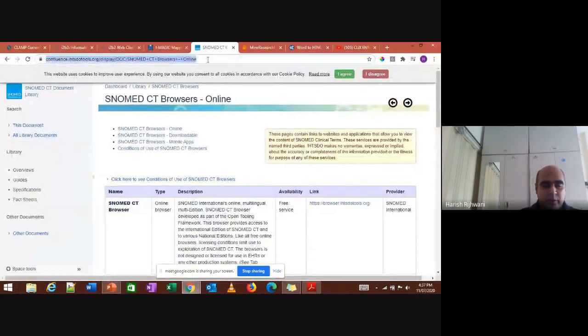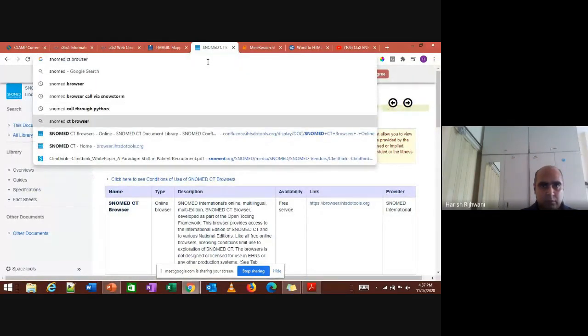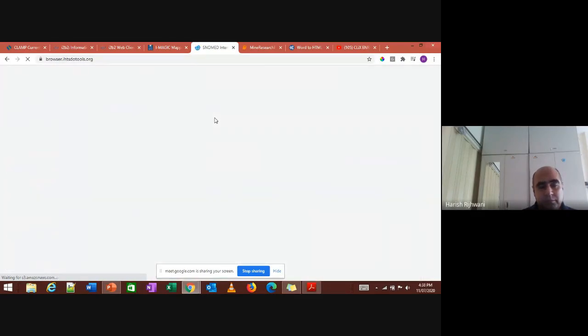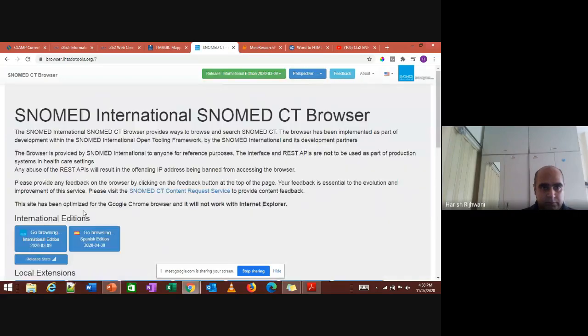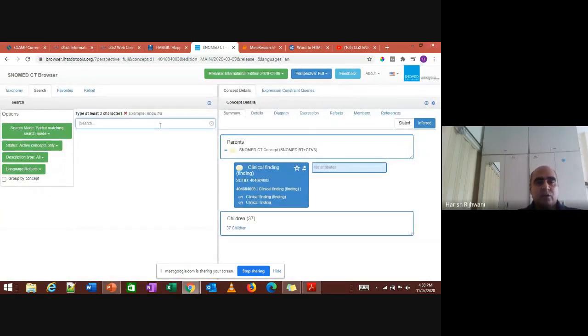One second. Probably I've opened the wrong browser. Can I explain what SNOMED does? Even CTEX or any other tool, Clinithink also uses SNOMED. Most of these tools use SNOMED because that is the key to identifying.